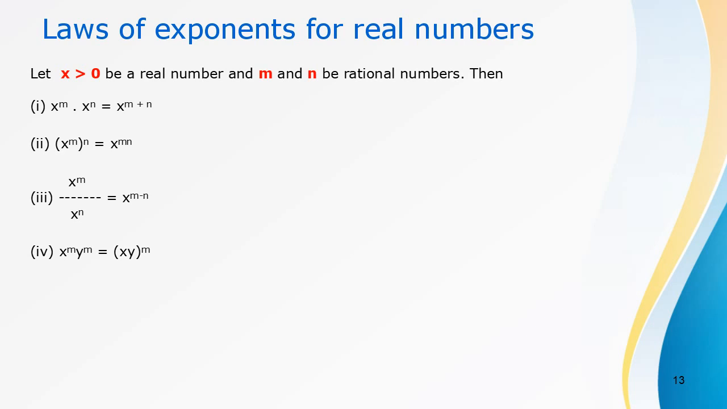Let us see some laws of exponents for real numbers. Let x be greater than 0 be a real number and m and n be rational numbers. Then x^m · x^n = x^(m+n). (x^m)^n = x^(mn). x^m divided by x^n = x^(m−n). x^m y^m = (xy)^m.